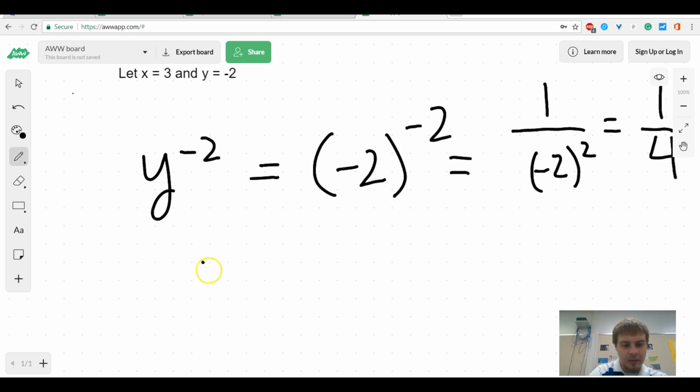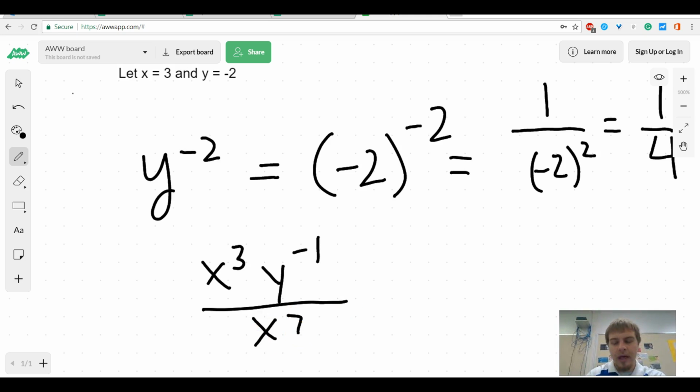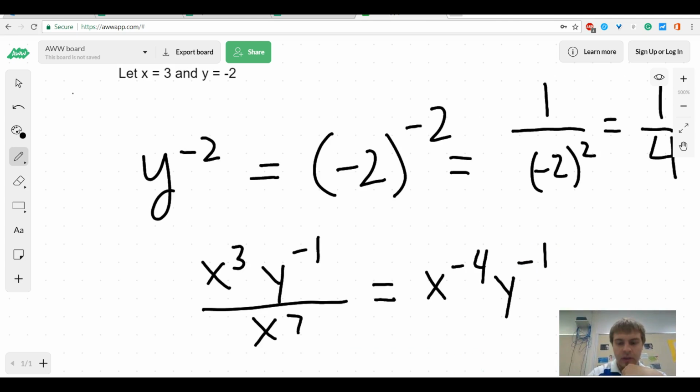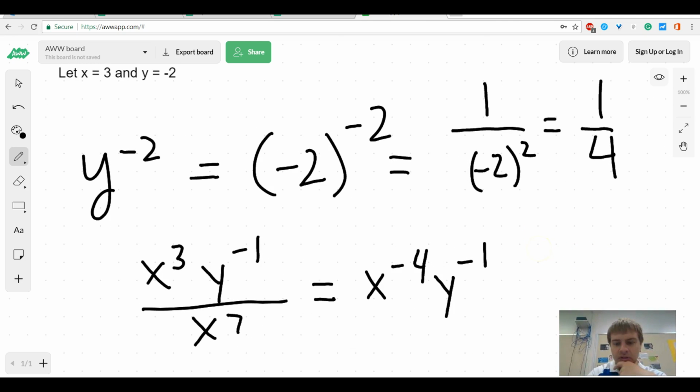So maybe this time I have x to the third, y to the -1st, and x to the 7th. What I would do to start out is before I do anything, I would evaluate this as much as I can. So I know that x to the third times x to the 7th will give me x to the -4th, and this would be y to the -1st. Then we know what those things are, so we'll plug those in. So I'll have 3 to the -4th and (-2) to the -1st.